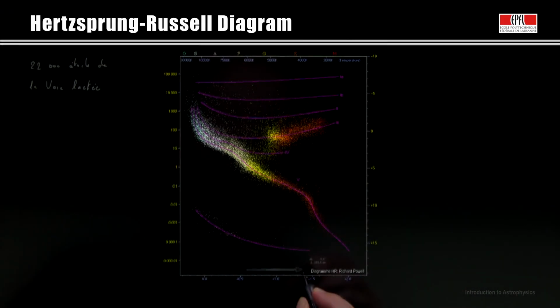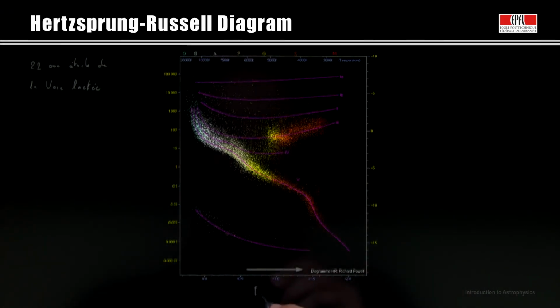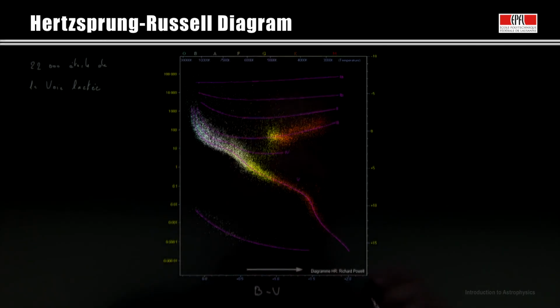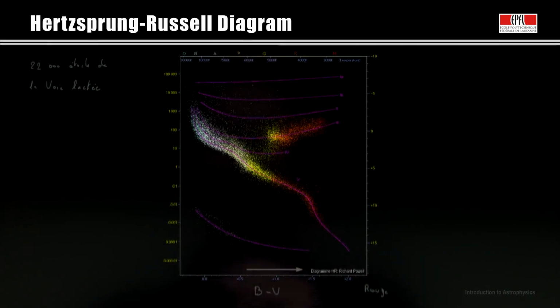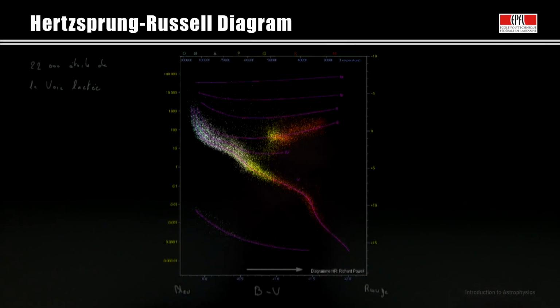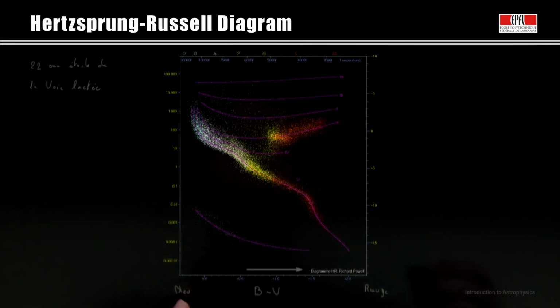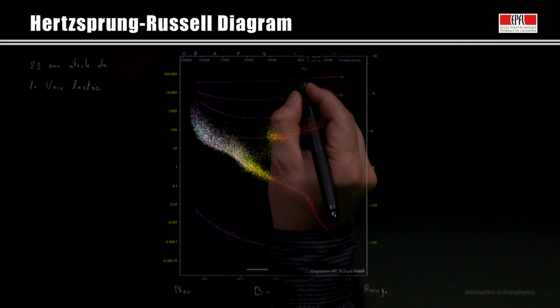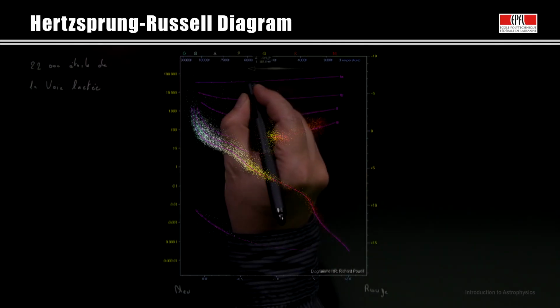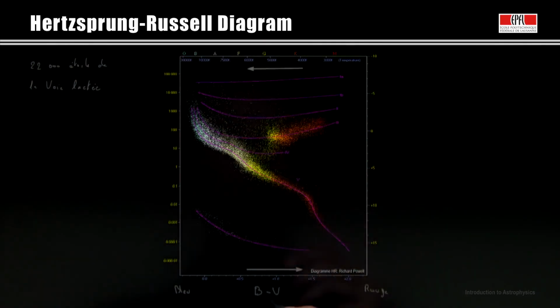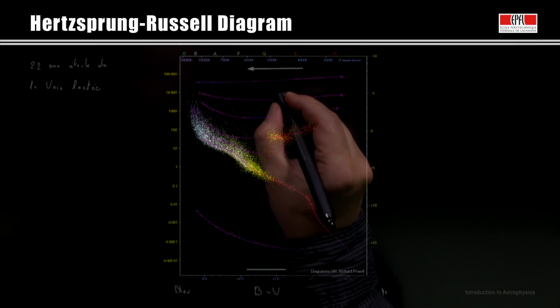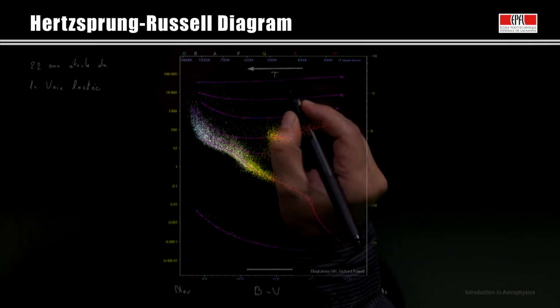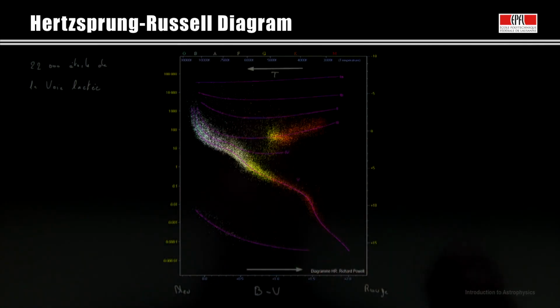We have at the bottom an axis representing the color B-V, for example, with the lowest values to the left and the highest to the right. Red colors are on this side, and blue ones are here. A blue color means a high black body temperature. Therefore, the top axis, showing the temperature, varies in the opposite direction to the bottom axis. We have here temperature increasing in this direction.